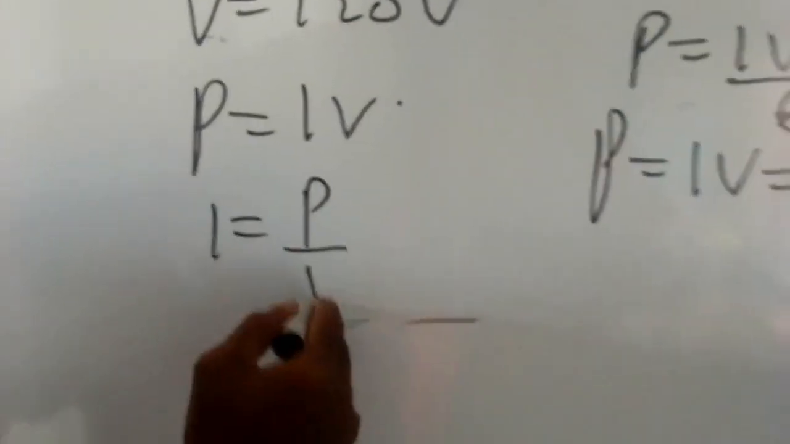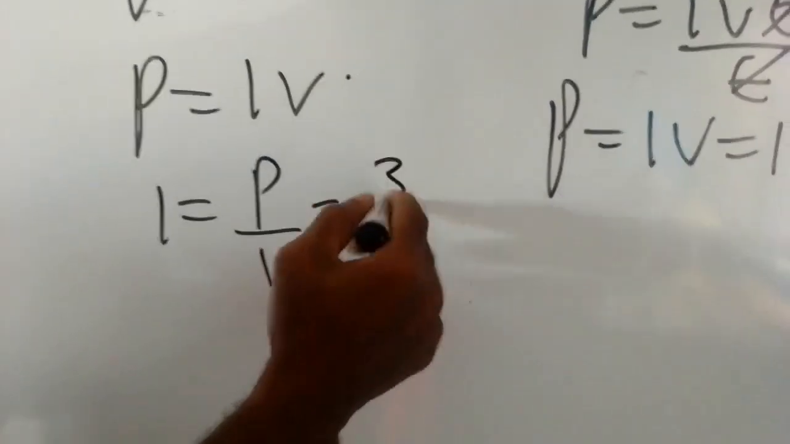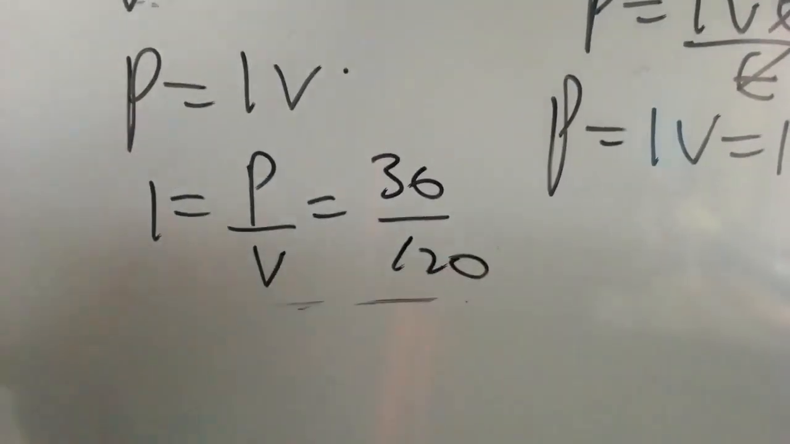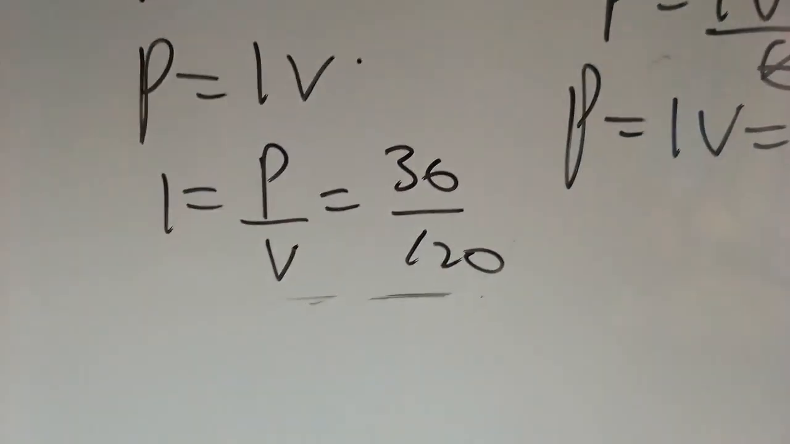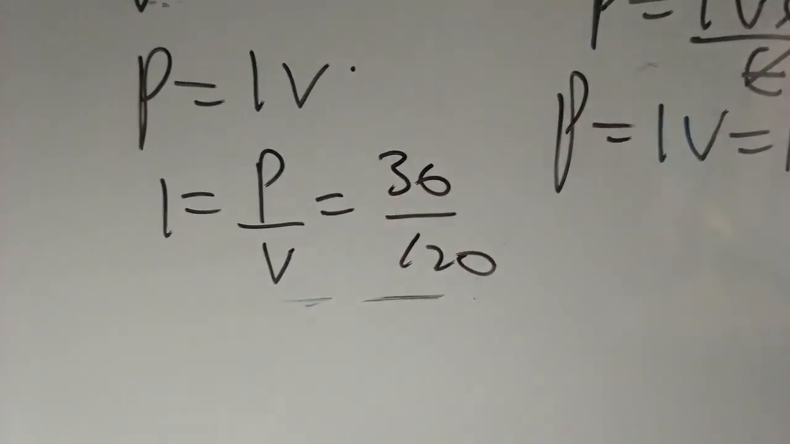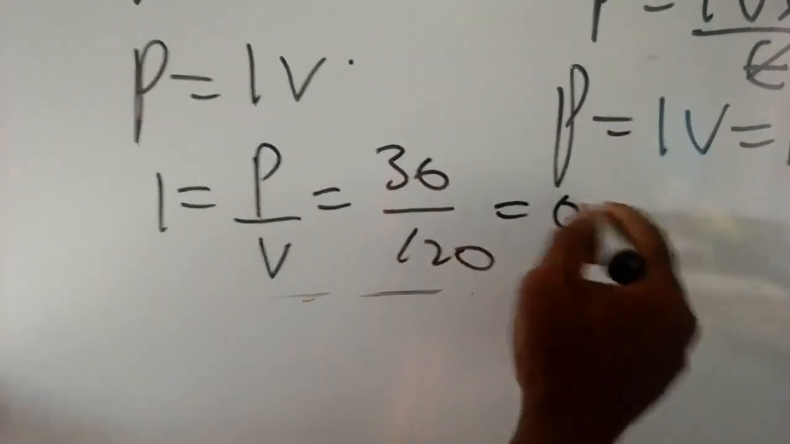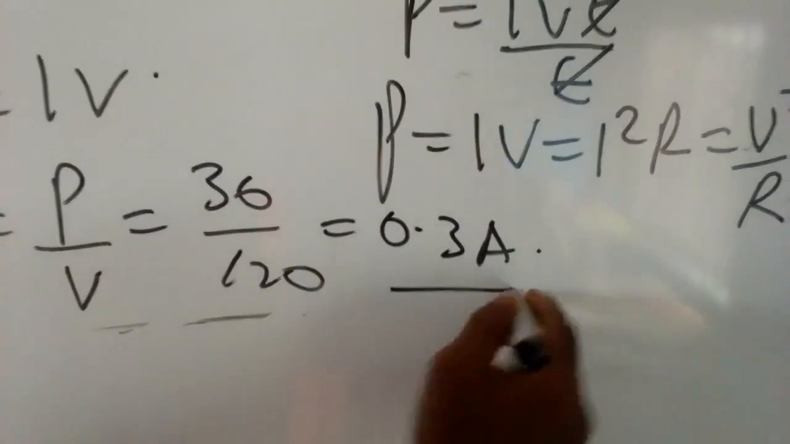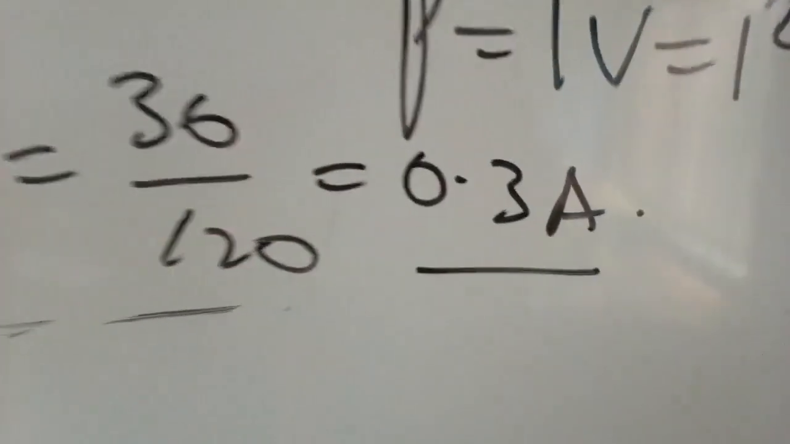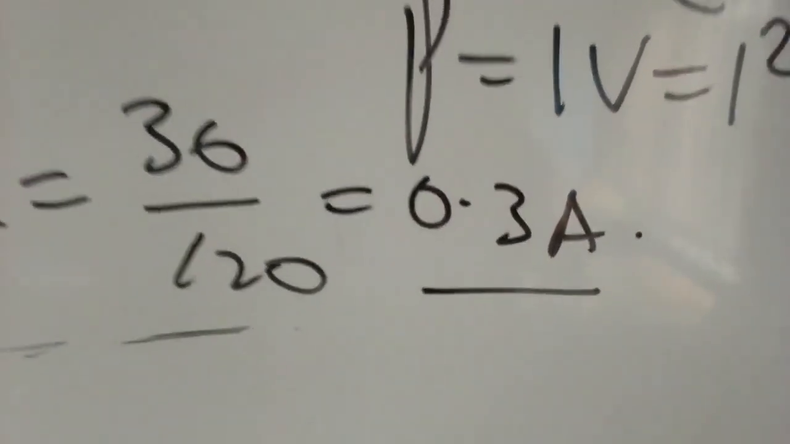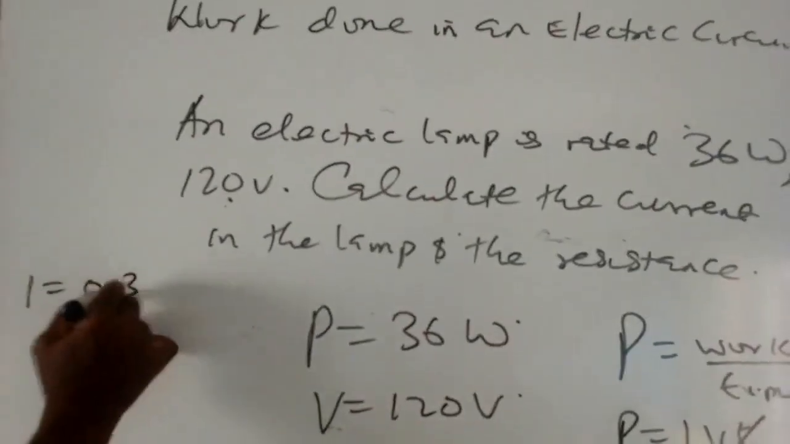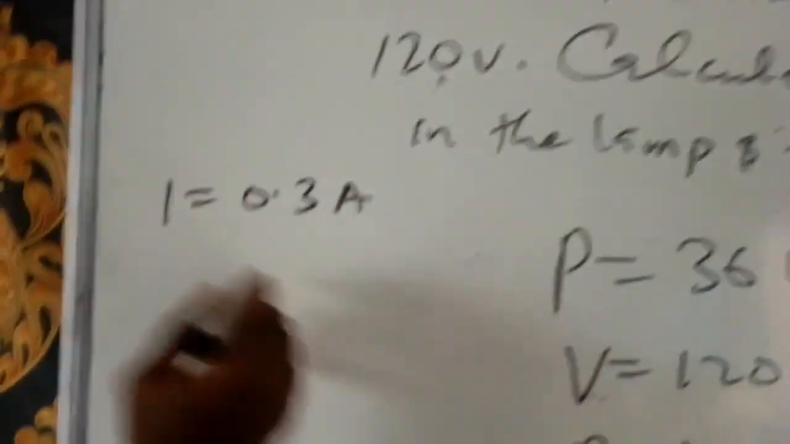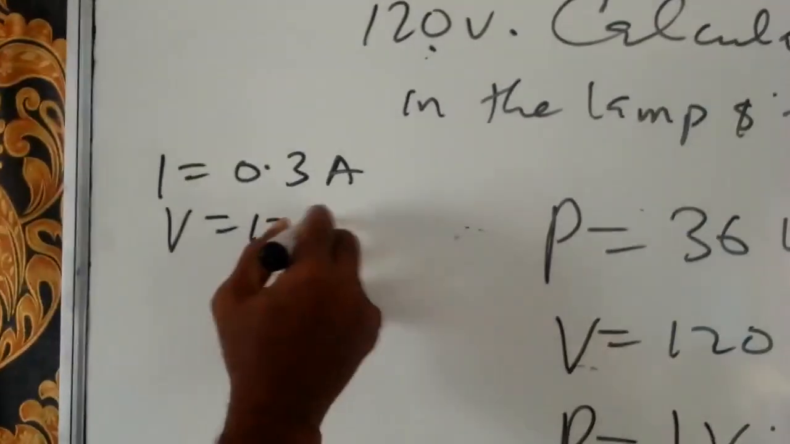Since we're looking for current, current becomes power over voltage, which is 36 over 120. Dividing 36 by 120, we get 0.3 amperes. So the current flowing in the circuit is 0.3 amperes. And we have to find the resistance. How do we find resistance? We know our current as 0.3 amperes. We know our potential difference as 120 volts.